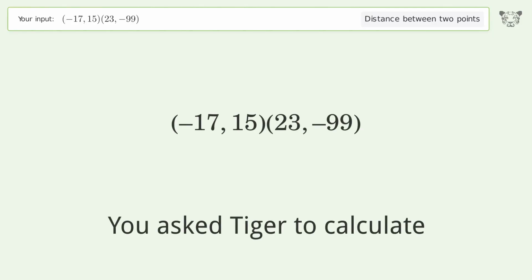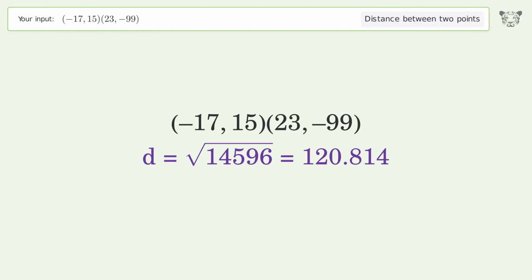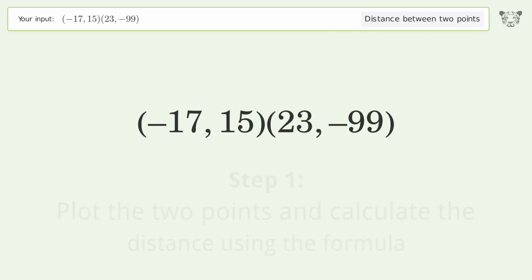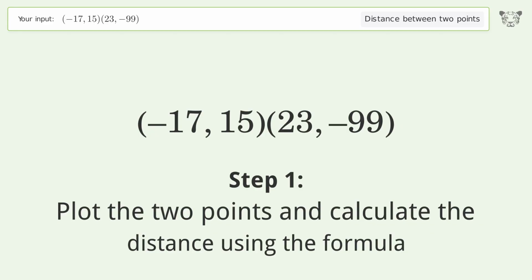You ask Tiger to calculate. This deals with the distance between 2 points. The distance between the 2 points is the square root of 14,596, or 120.814. Let's solve it step by step. Plot the 2 points and calculate the distance using the formula.